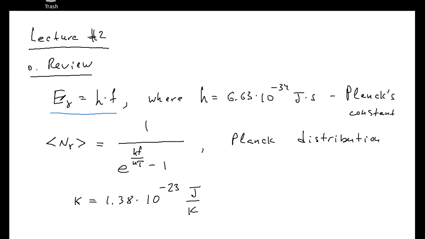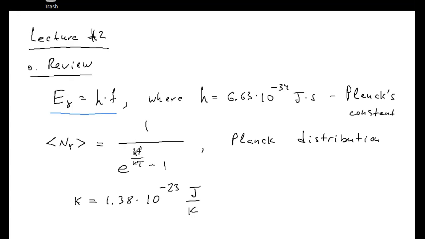So if you accept this idea of Max Planck, that light is emitted in small portions, then you can use statistical physics and calculate the average number of these portions at a given temperature. And this is called the Planck distribution, or you can just refer to this as the number of photons, or number of portions, at a given temperature.